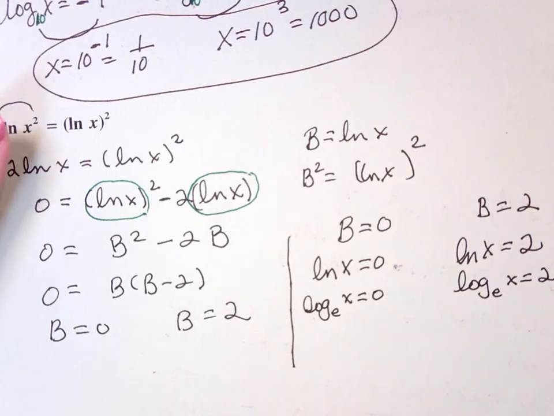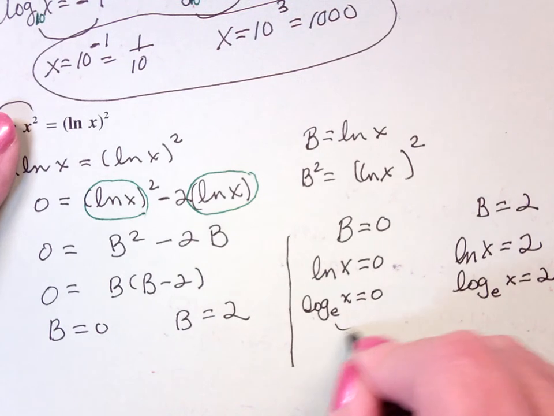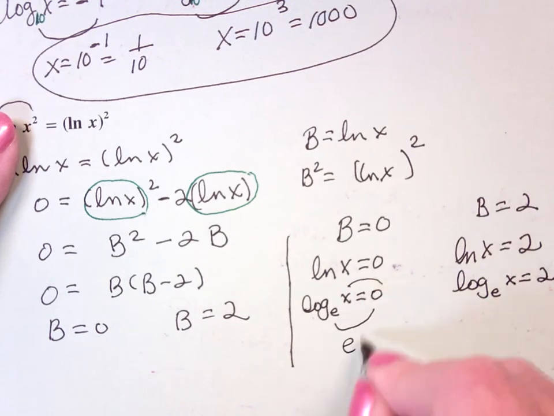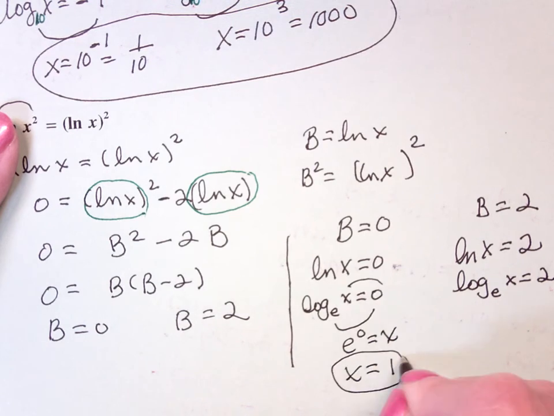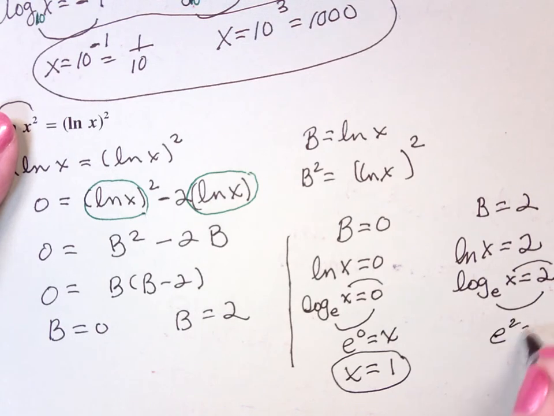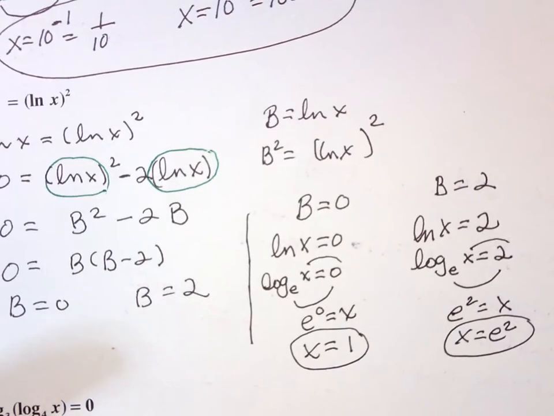And now you'll do what you did on the other one, you just rewrite it. E to the 0 equals x, or x is 1. And e to the 2 equals x, or x equals e squared. That's an exact answer. And again, what you could do if you wanted to, that's 2.71 squared, or just do it with your calculator, do e squared and round. Either way, doesn't matter.